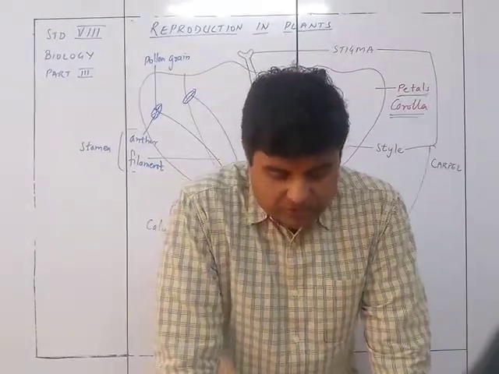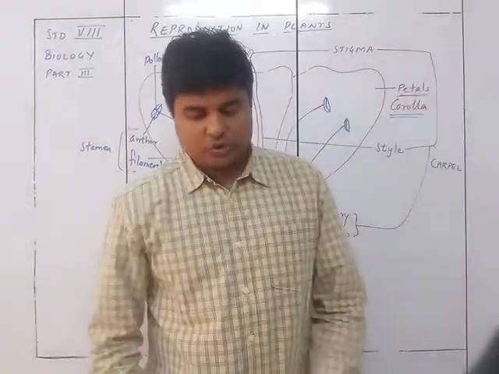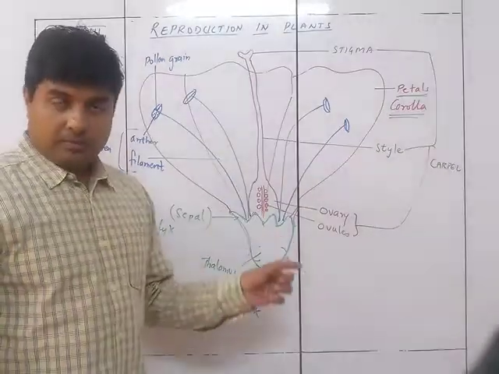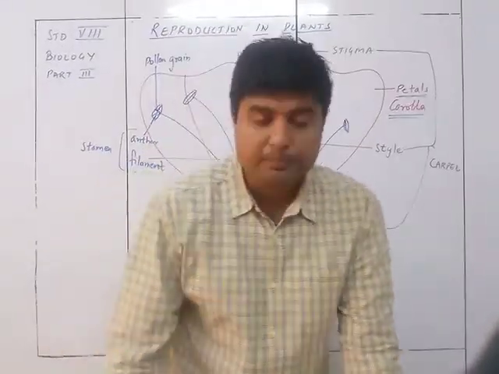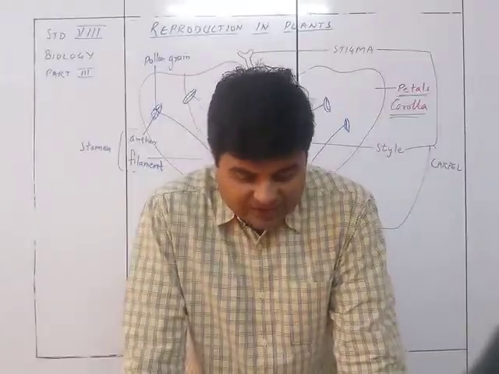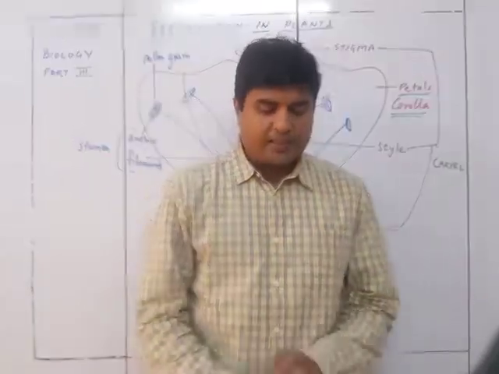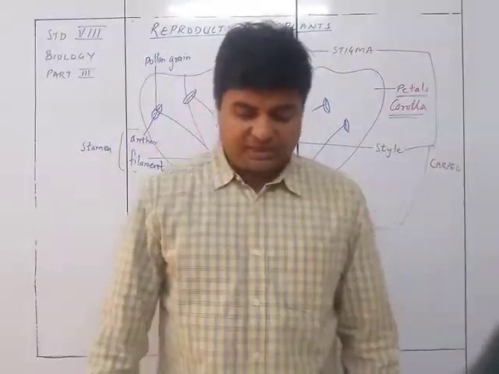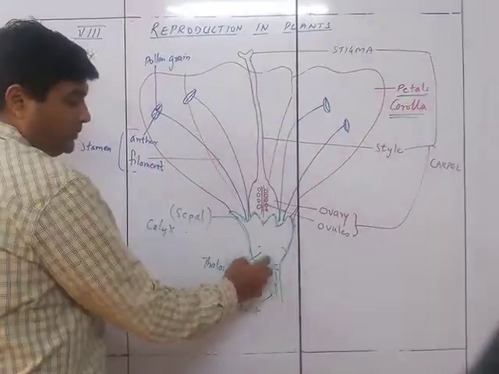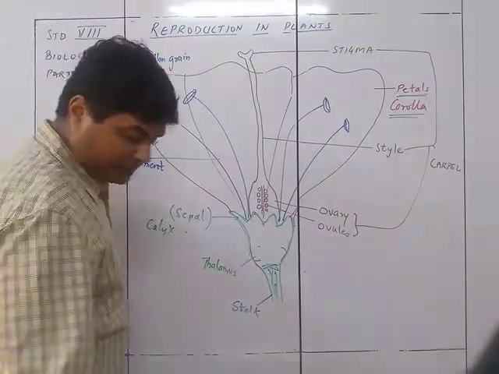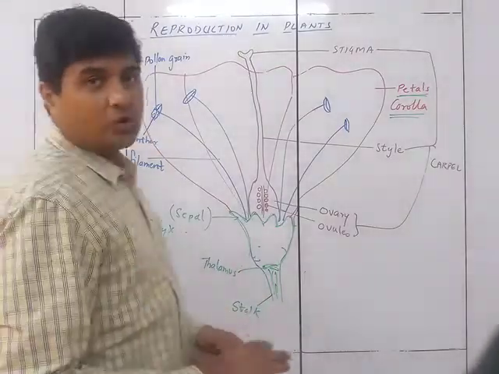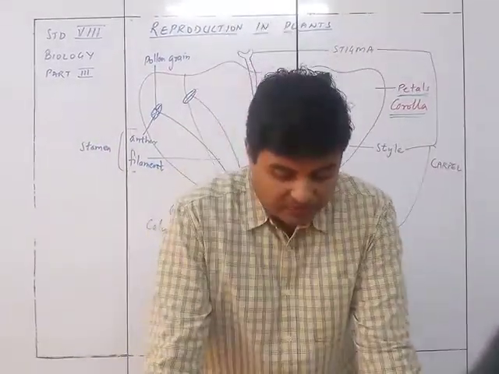So we see that the flower is attached to the shoot by means of a stalk or pedicel. So this is connected to the main plant, that is to the shoot, in the form of stalk or pedicel. The tip of the stalk is enlarged and slightly flattened, from where the petals and other parts arise. This flattened part of the stalk is called as the thalamus. So this flattened part over here is the thalamus.